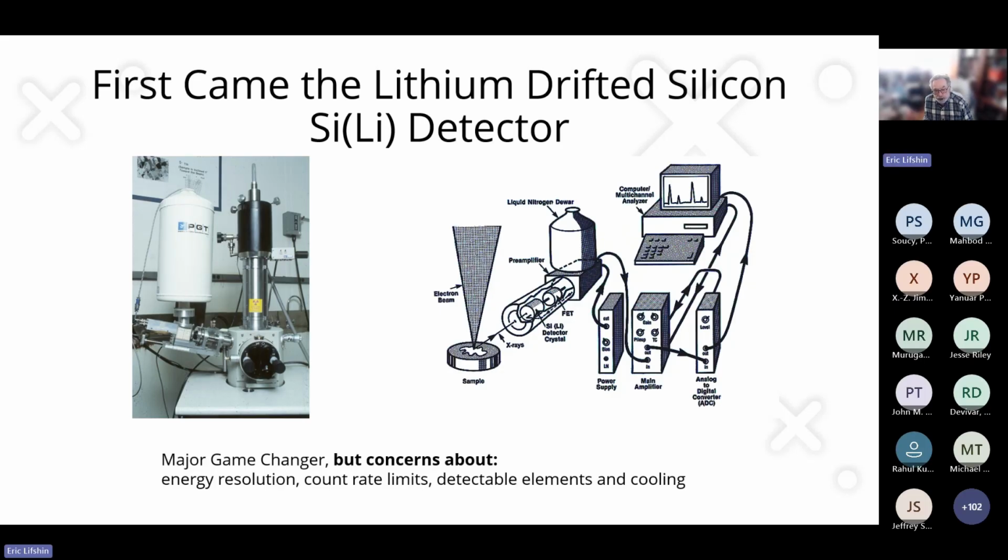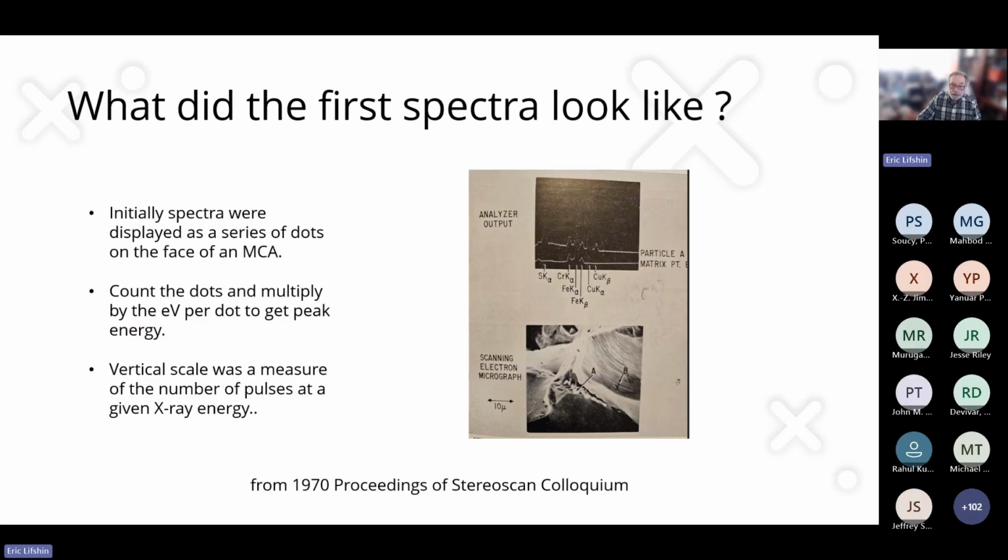So this technology was definitely a game changer, but there were issues. The resolution needed to be improved somewhat. Count rate limitations were problems because of pulse pileup, and detectable elements were limited due to the windows they originally had on the early detectors, and these things had to be cooled.